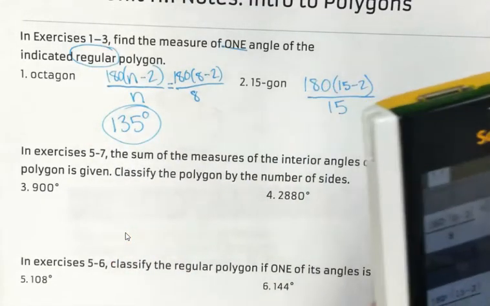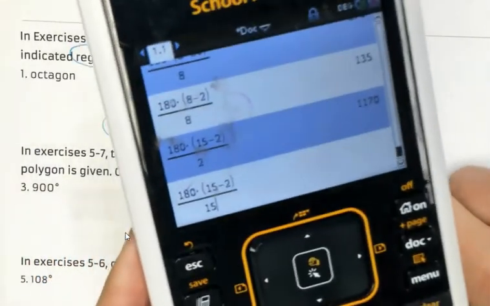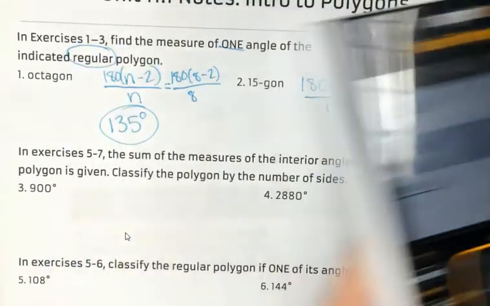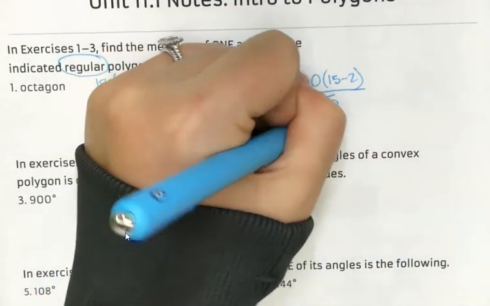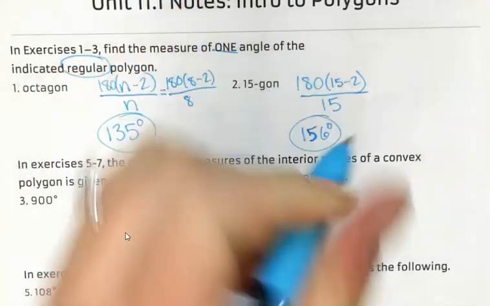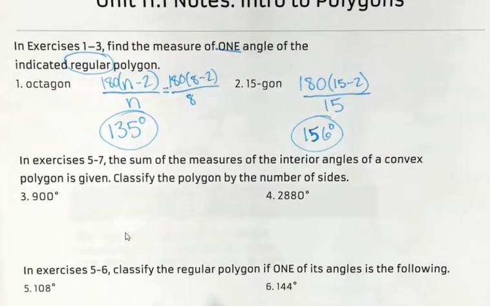Put the wrong number in. Yeah, just make sure you don't divide it by 2. I see that mistake quite often. It's going to be 156. So the greater the number of sides, the larger this number will be. There's a little hint for you as you work problems like this.